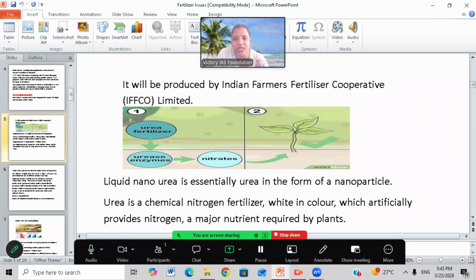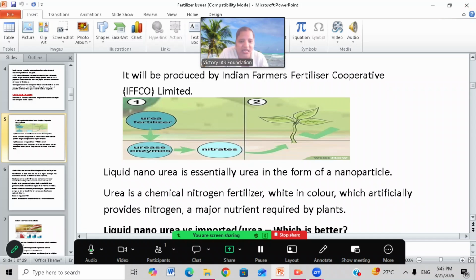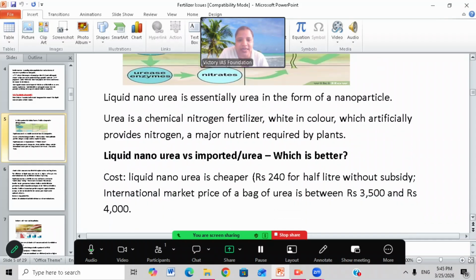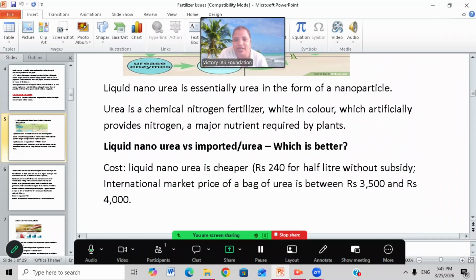In the same way, in place of solid urea, liquid urea has been introduced. So, urea is a chemical nitrogen fertilizer, white in color, which artificially provides nitrogen, a major nutrient required by plants. So, what urea provides to the plants? Nitrogen. That is required by plants for their nutrition.